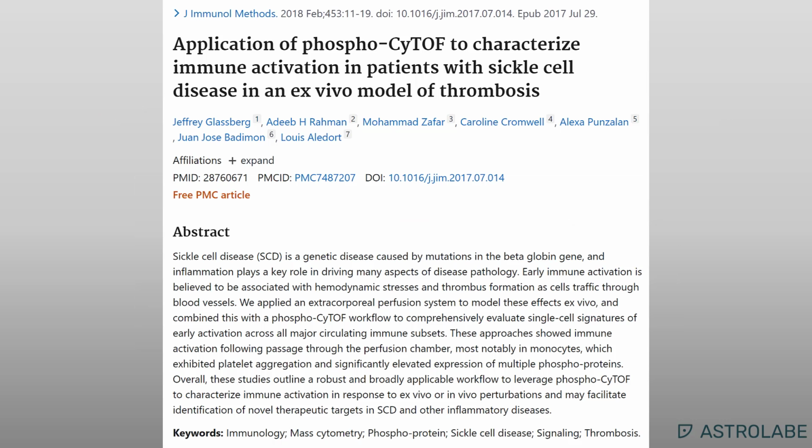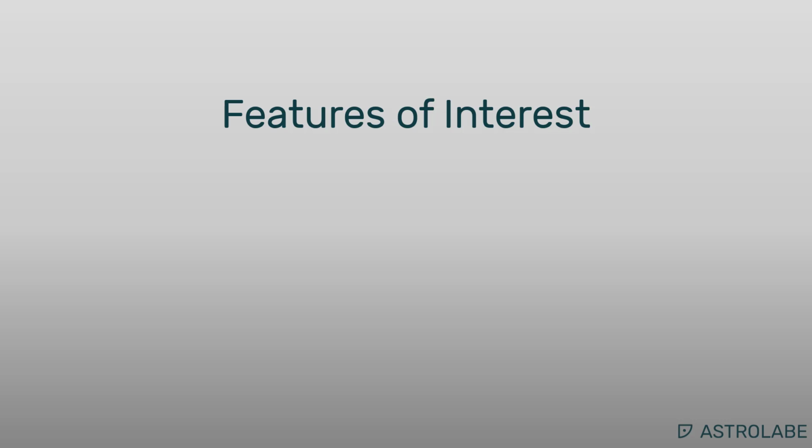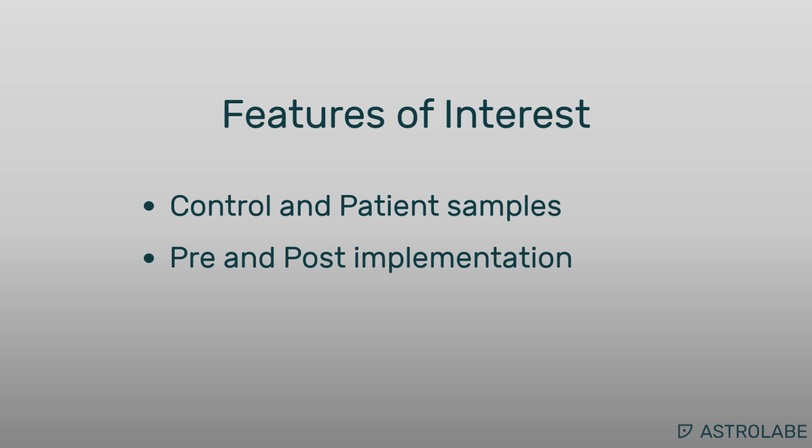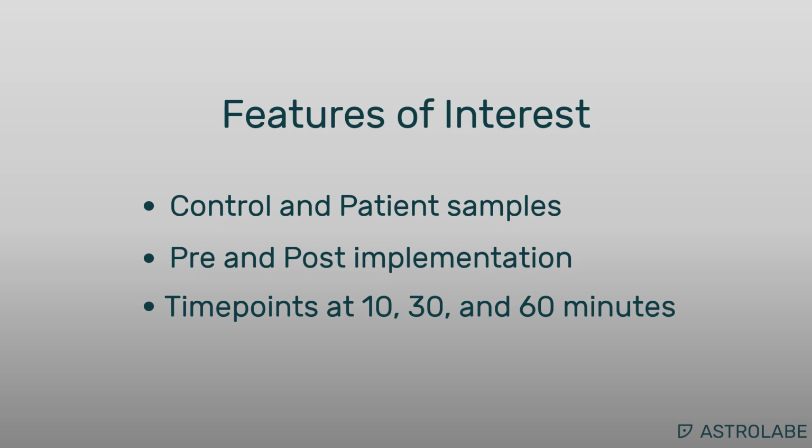For this demo, we are using a publicly available dataset from Glassberg et al., which used an ex vivo model to mimic the effects of thrombosis on a control and a patient group with sickle cell disease. There are several features of interest in this experiment, including control and patient samples, pre- and post-implementation of the model, and 3 time points at 10, 30, and 60 minutes when samples were taken.